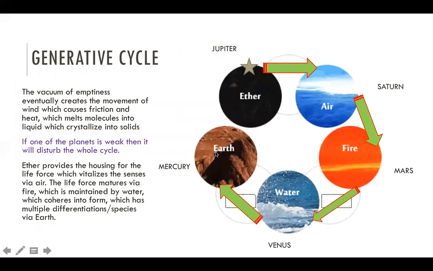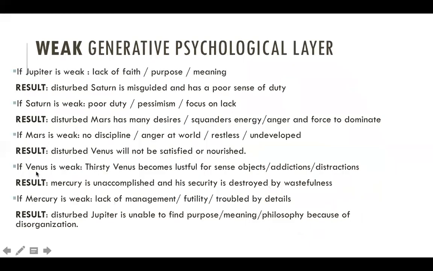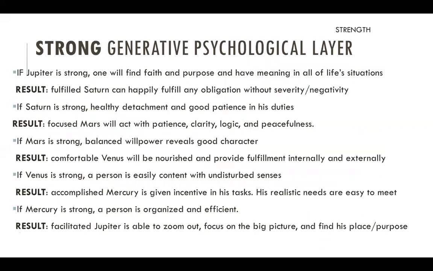Do you see what I'm doing here, guys? If one is disturbed, it can mess up the whole chain, right? If Venus is disturbed, she affects Mars. If Mars is disturbed, it affects Saturn. If Saturn is disturbed, it affects Jupiter. So continuing on, if Venus is weak, thirsty Venus becomes lustful for sense objects, addictions, and distractions. So then Mercury is affected and is unaccomplished, and his security is destroyed by wastefulness. And if Mercury is weak, the lack of management, futility, and being troubled by details will disturb Jupiter, and Jupiter is unable to find purpose, meaning, and philosophy because of disorganization, right?